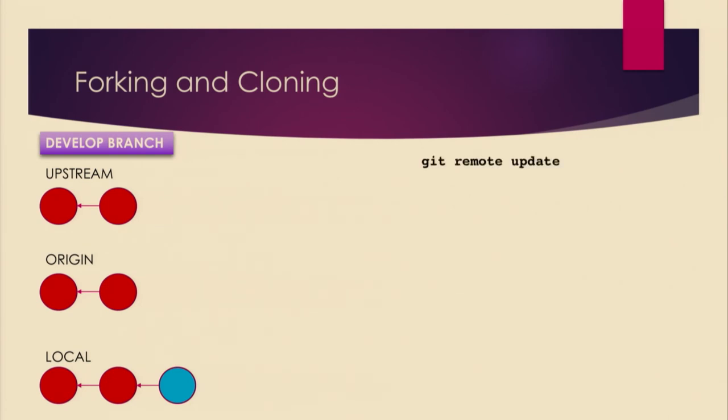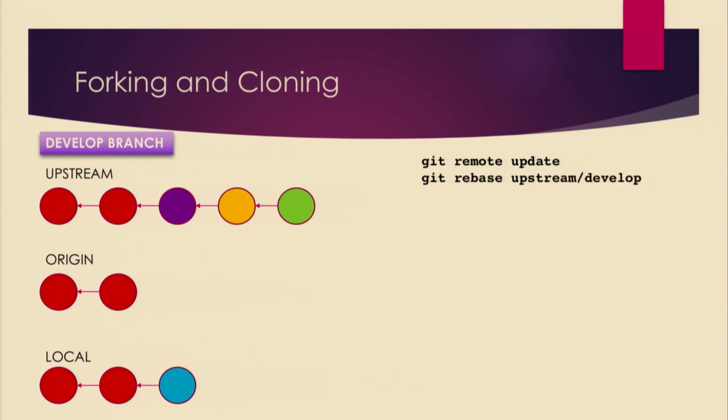I tell it, all right, perfect. First off, let's do a git remote update. Tell me what's happening with all of these remote repos that I'm tracking. Git goes and fetches that information. Guess what? Upstream has these three new changes, and origin remains as is.